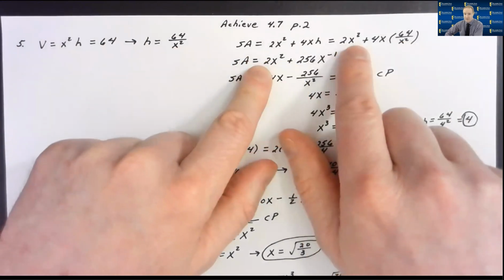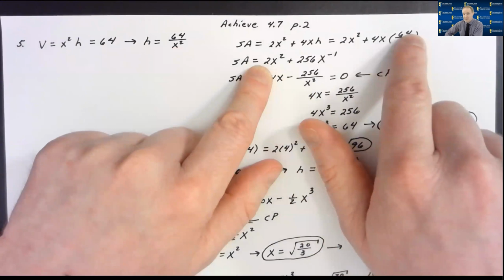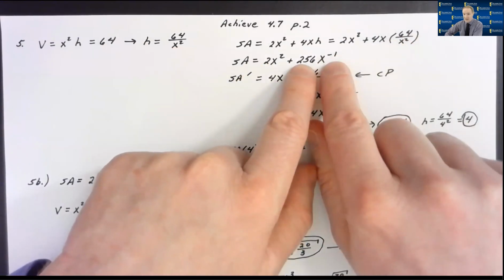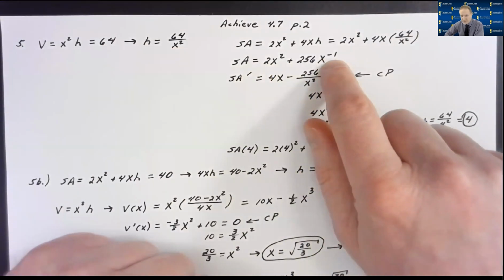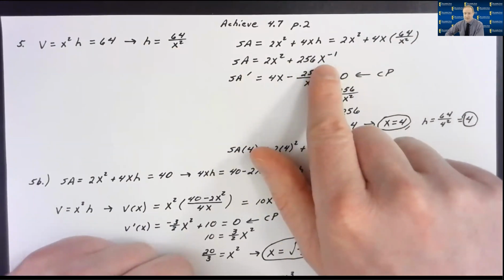My surface area formula is just going to be 2x squared plus 4 times 64, which is 256, and then x divided by x squared gives me x to the negative 1. Now, when I'm looking at that, I can say, well, all right, I should be able to take the derivative of this and set it equal to 0.